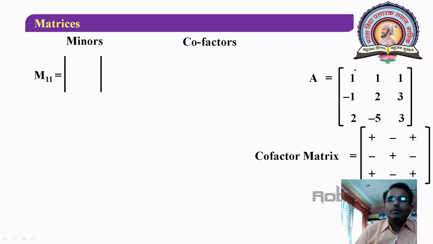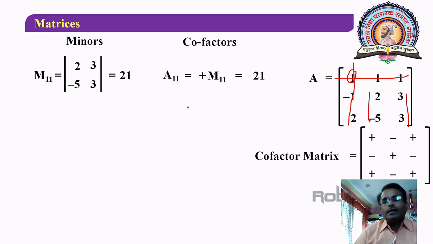For the first element A11, how is the minor obtained? Eliminate the first row and first column. So M11 is obtained by eliminating the first row and first column, the determinant of 2 3 minus 5 3 will come here. You will observe that its value is 6 plus 15, it is 21. But we know that the cofactor is defined as Aij equal to (-1) raised to i plus j into Mij. So according to the sign rule, the plus sign is there for the first element, isn't it? This plus sign will come with M11, and therefore 21 comes as it is.